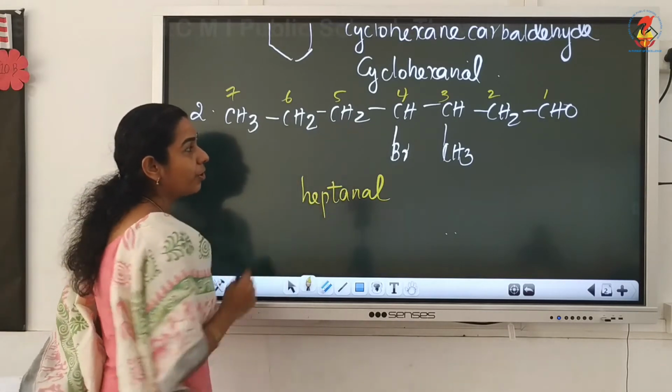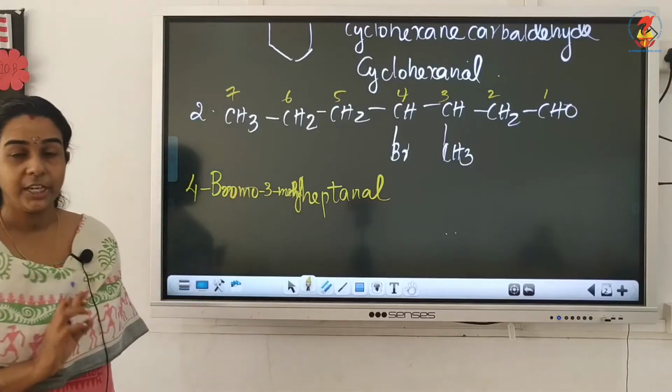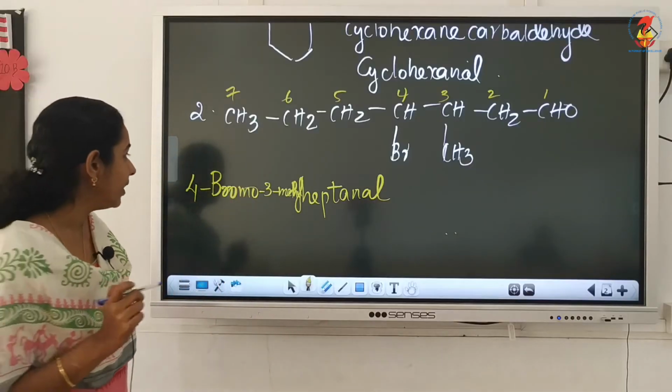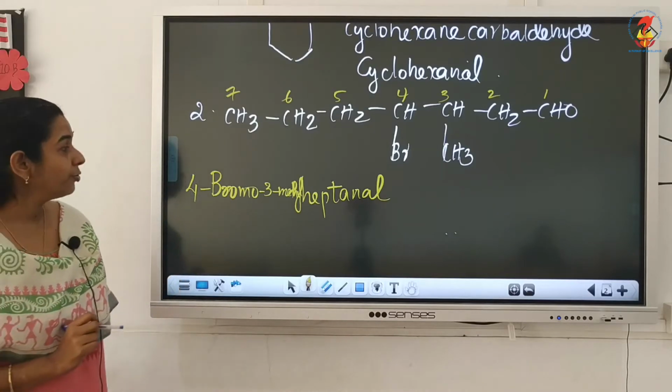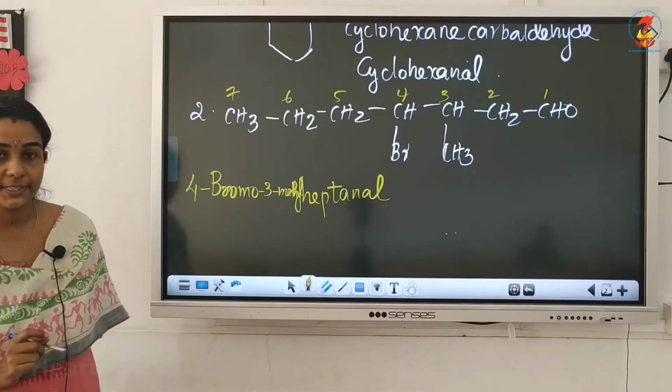So what is the position of bromine here? It is 4. After the number put hyphen, 4-bromo. First letter should be capital letter, 4-bromo. Then methyl group is in third carbon, so after the name put hyphen. Always between name and number put hyphen. So 3-methyl. Between methyl and hept there should not be any space. Okay, so the name is 4-bromo-3-methylheptanal. Remember, the first letter should be a capital letter.